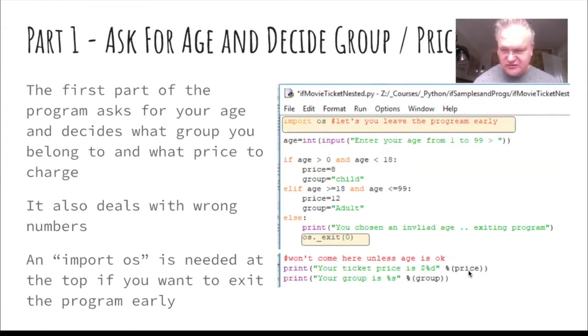So %d is a placeholder for an integer, the price, which is up here, and group is a placeholder for a string, which can be either child or adult.